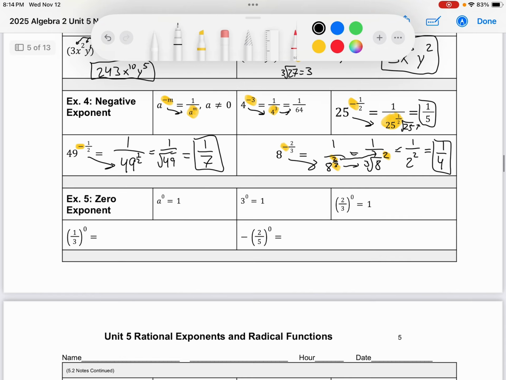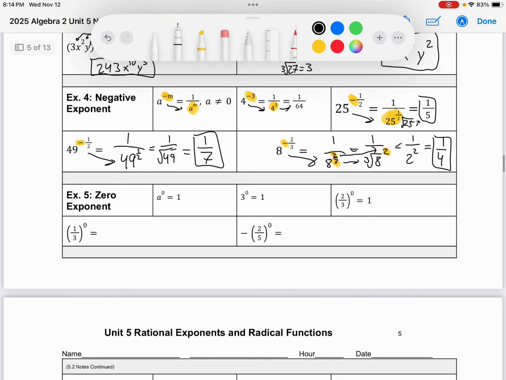Now I'm going to continue right on to the next one, because it's also going to be pretty short. The 0 exponent, basically anytime that you see an exponent of 0, that's going to give you the answer of 1. So a to the power of 0 is 1. 3 to the power of 0 is 1. 2/3 to the power of 0 is 1. So then 1/3 to the power of 0 would be 1. 2/5 to the power of 0 would be 1.